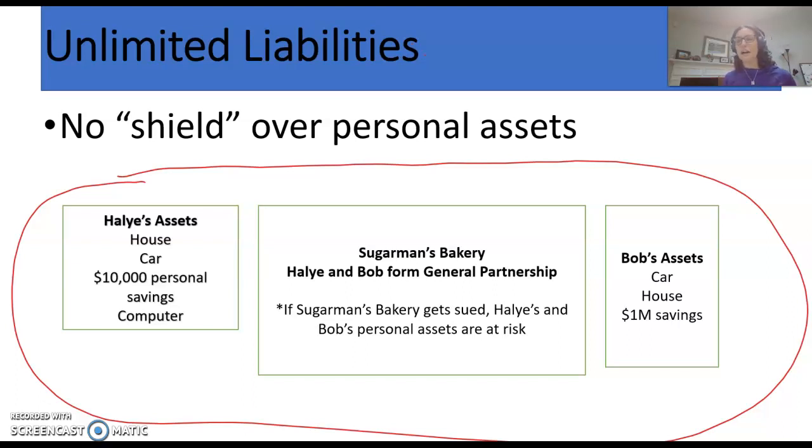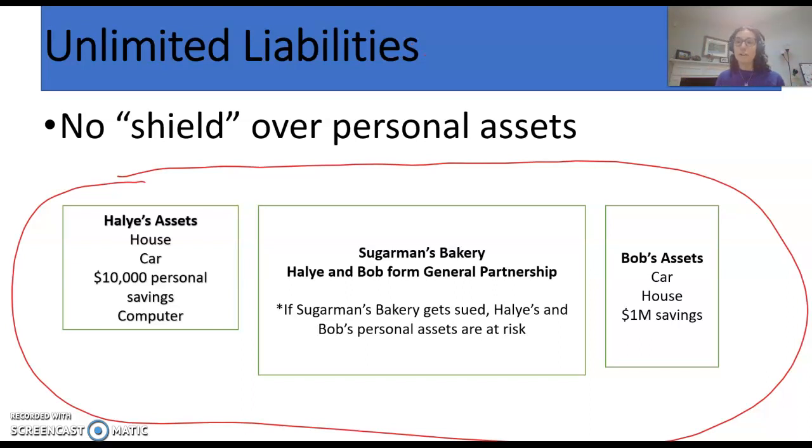Remember what we said about the concept of liabilities and having that protection over your own personal assets? Imagine that I'm over here, I'm Hallie to the left, and I have my own personal assets. I have a car, I have a house, I have $10,000 sitting in a bank account, and I have a computer. Those are my personal assets. They don't belong to the business. What about Bob? He also has his own personal assets. He's much more wealthy than me. He has a car and a house, and we can say that he has $1 million in savings. So that's Bob, and that's his money and assets, and that's me and my money and assets.